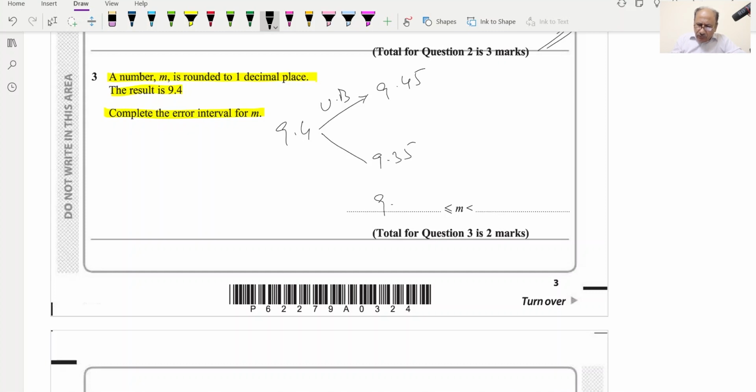The lower bound we always have to write on this side of the inequality, and 9.45 on this side of the inequality. If we switch these two, then we will be penalized, so you will have to be careful about that.